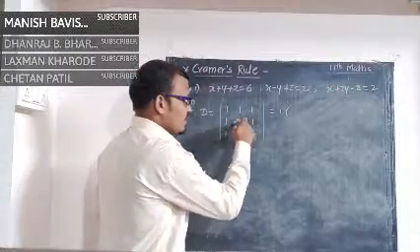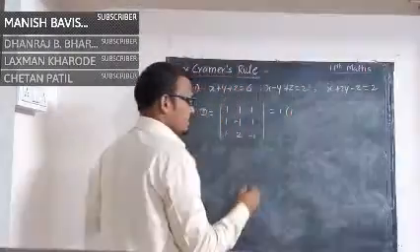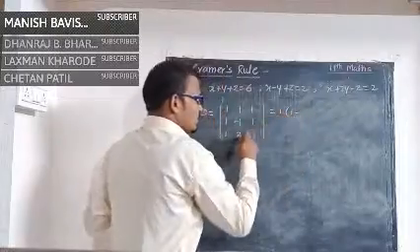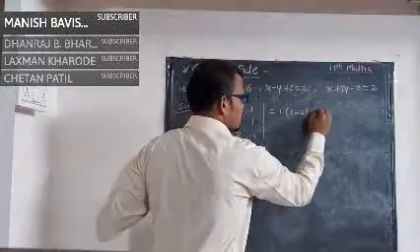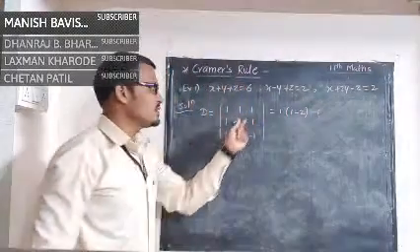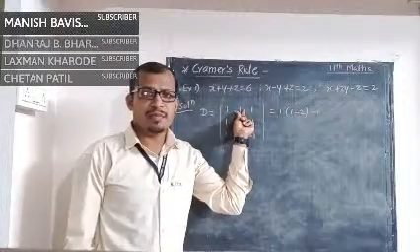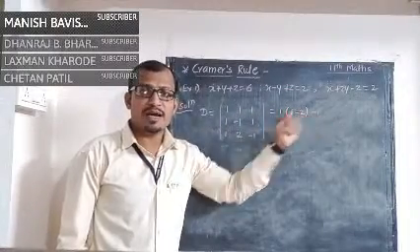Now here, cross multiplication: -1 into -1 that is +1, -2 into 1 is 2. Then the second element is 1. We take it as -1.